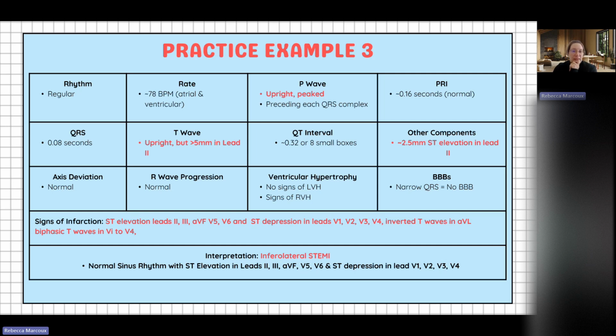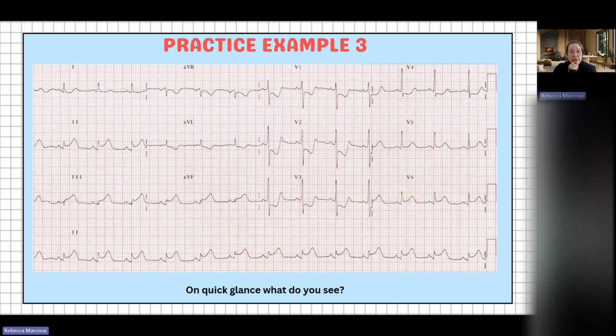But ultimately, this patient is having an inferior. Oh, I said inferolateral. Oh, yeah, I just missed that. So they're also having ST elevation. It's not as pronounced in V5, V6. If you take a look there, it's definitely harder to see. The V5 is like 1 millimeter. V6 is a little bit more.